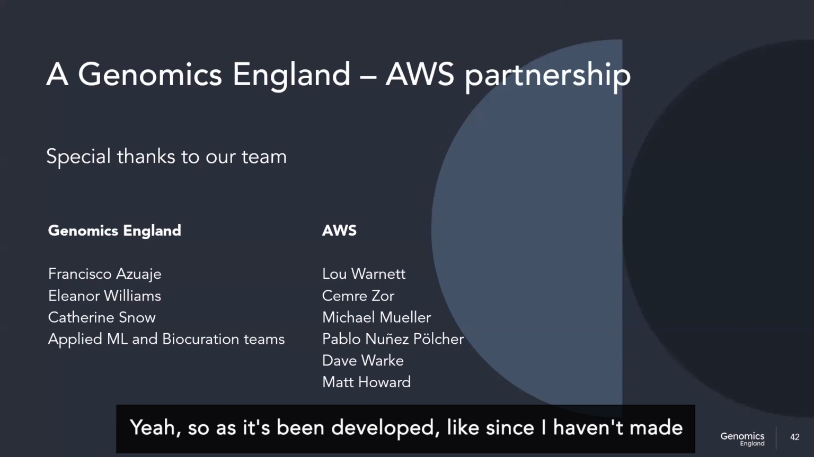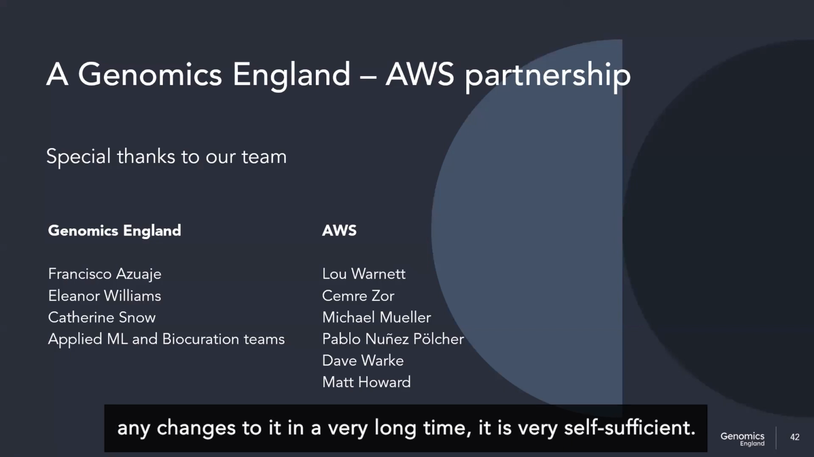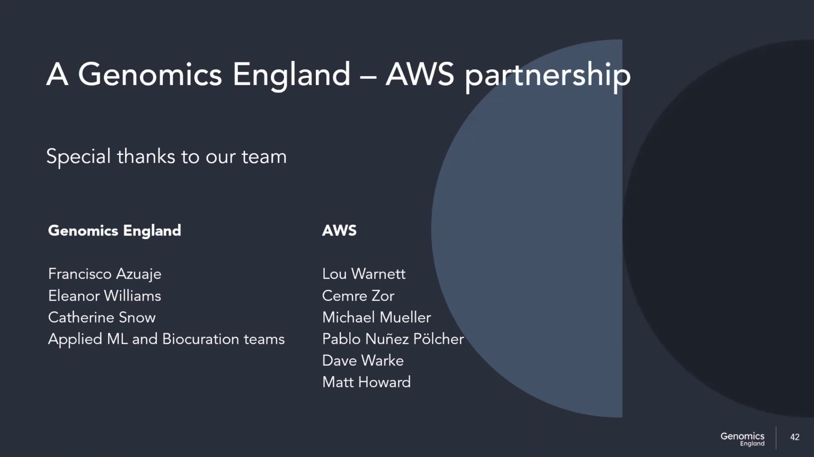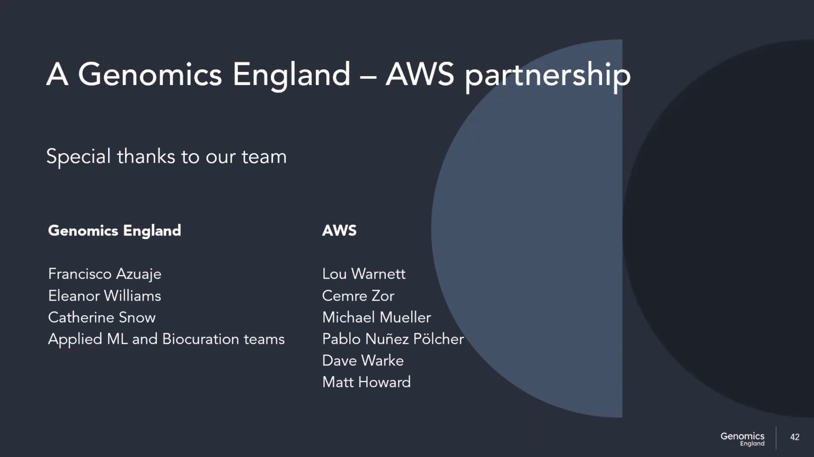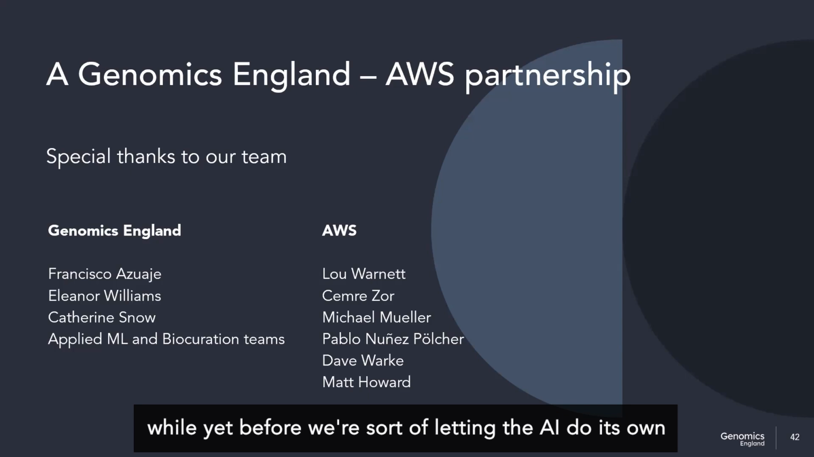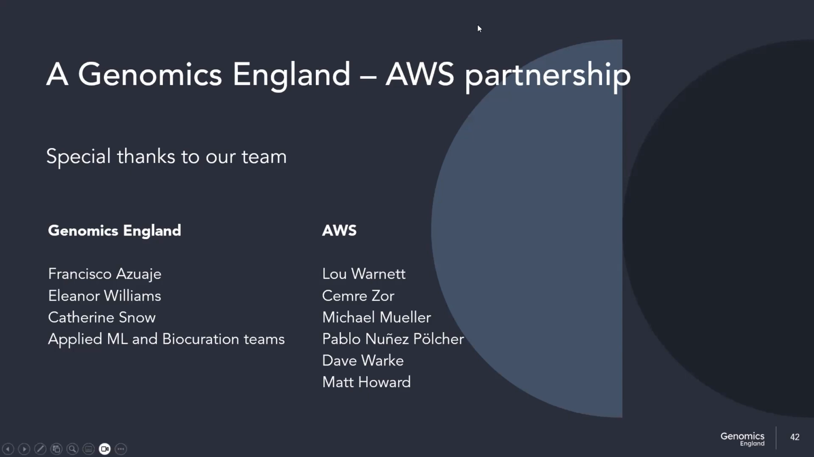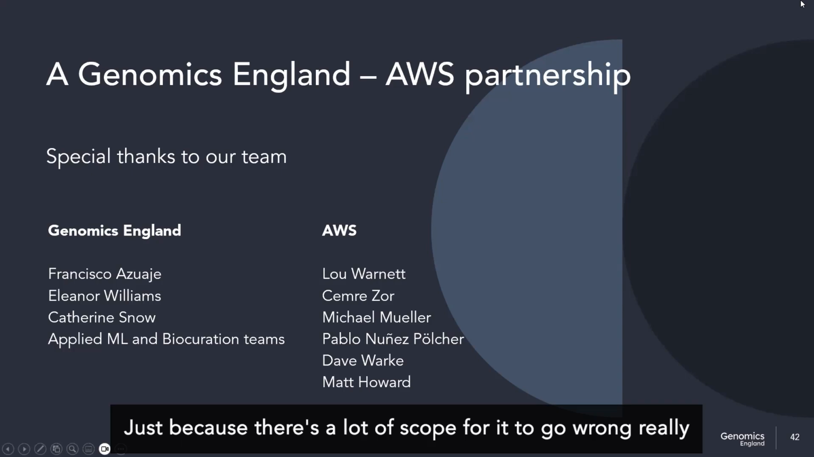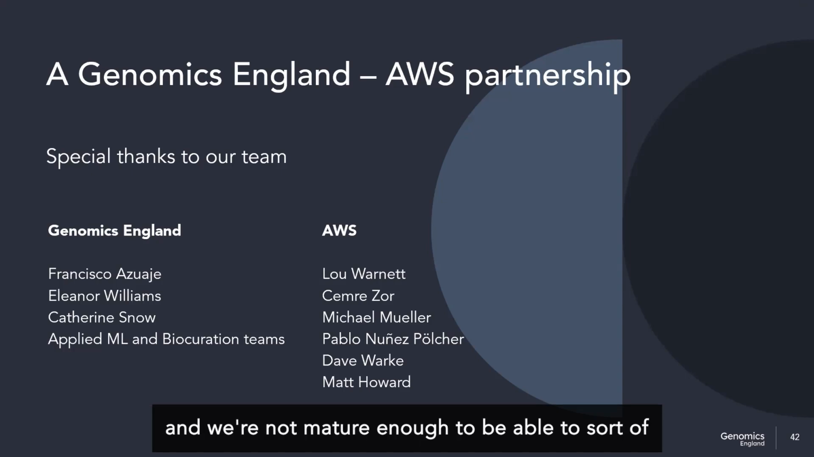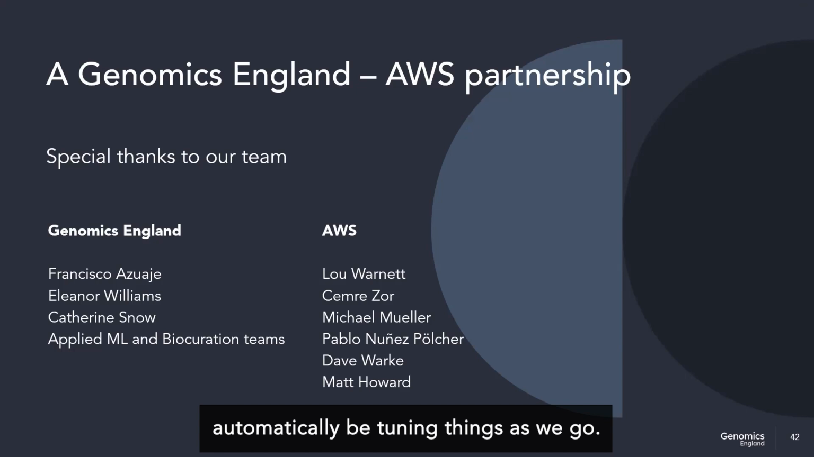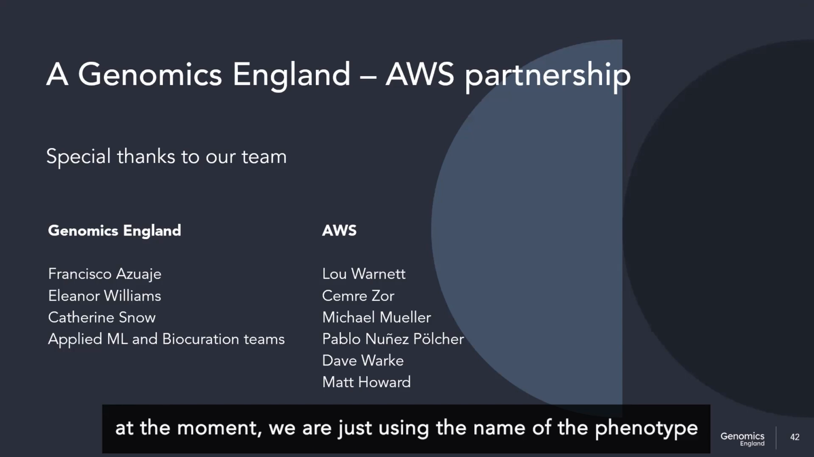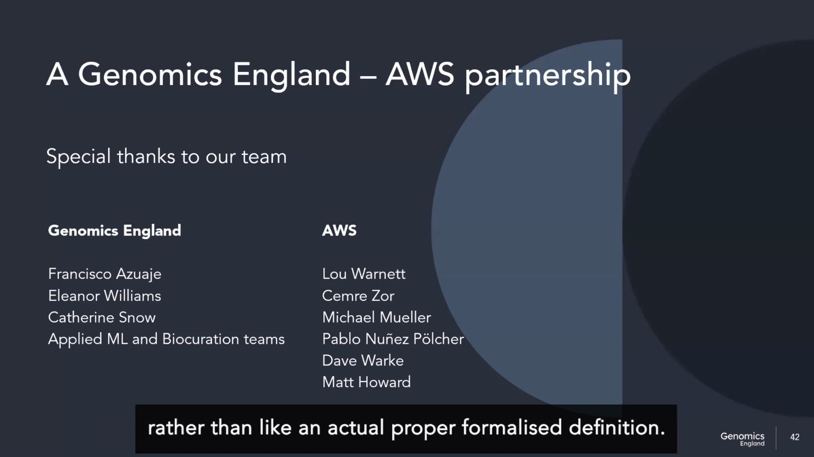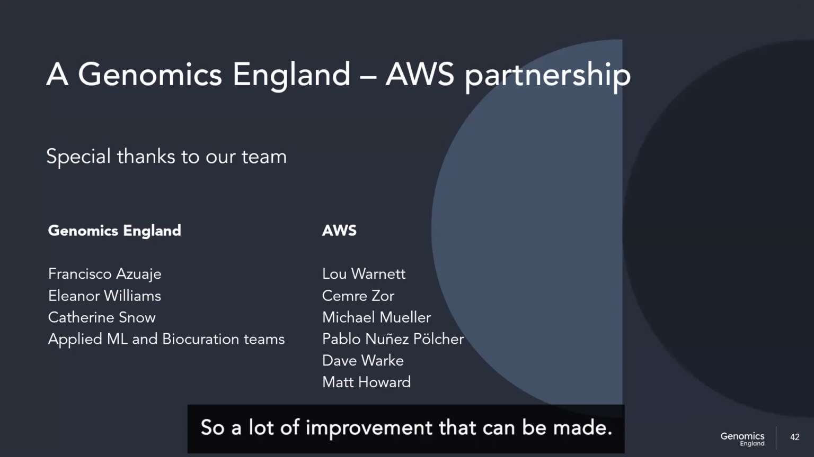Yeah, so as it's been developed, since I haven't made any changes to it in a very long time, it's very self-sufficient. It runs with a cadence, and then those reports pop out at the end and get delivered to the curation team. In terms of iterative refinement, I think it's going to be a little while yet before we're letting the AI do its own refinement on this, just because there's a lot of scope for it to go wrong, and we're not mature enough to be able to automatically be tuning things as we go. There's definitely a lot of scope for improvement, however. For instance, for the disease terms at the moment, we are just using the name of the phenotype rather than an actual proper formalized definition. So a lot of improvement can be made.